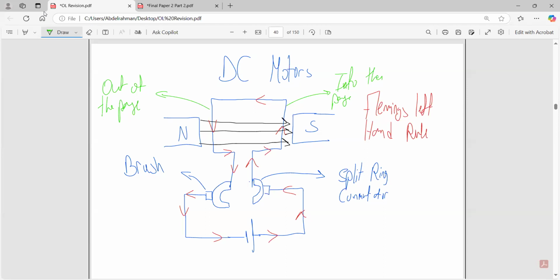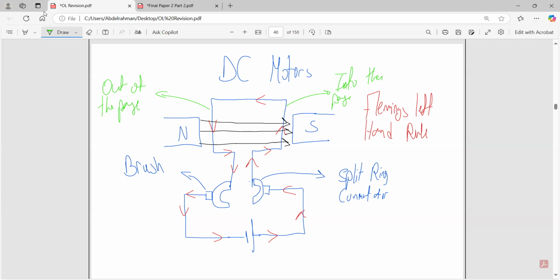If you flip your wrist, all you change is the direction of your wrist. Don't change anything else. The three of these properties have to be at 90 degrees, perpendicular to each other. All you do is rotate your wrist. So you have your north pole again to the right side, but the current is moving upwards. So all you do is rotate your wrist.